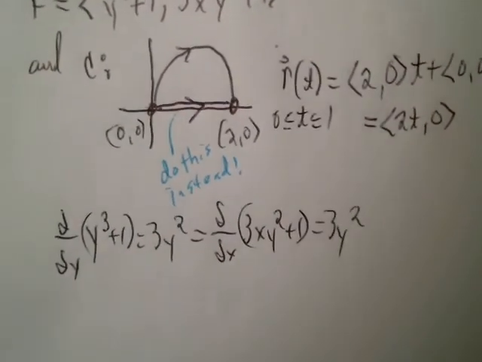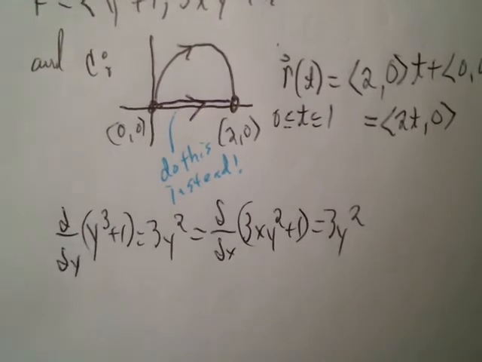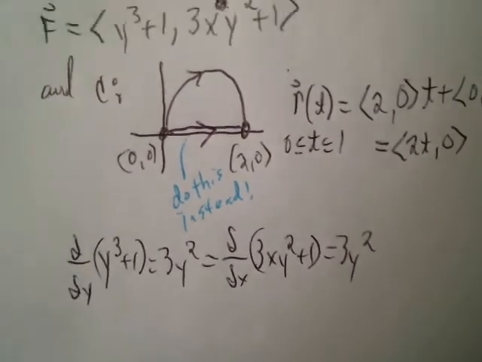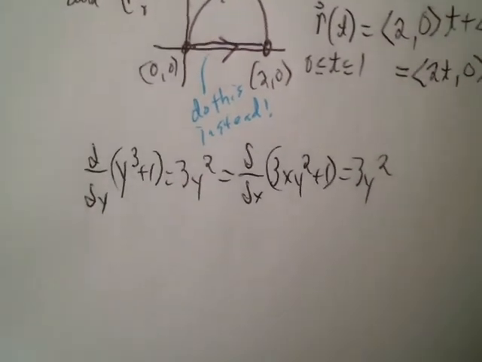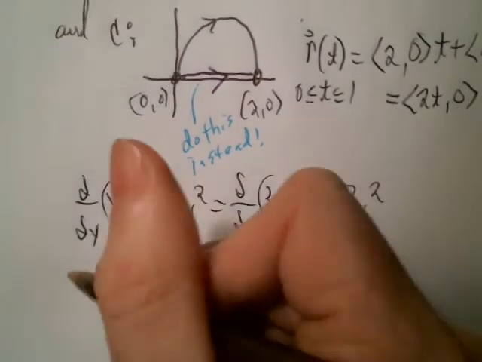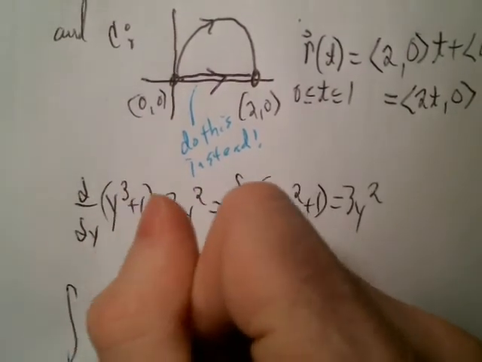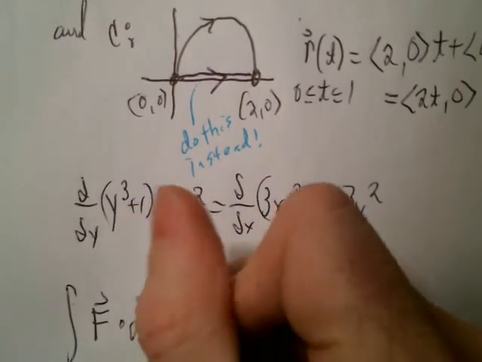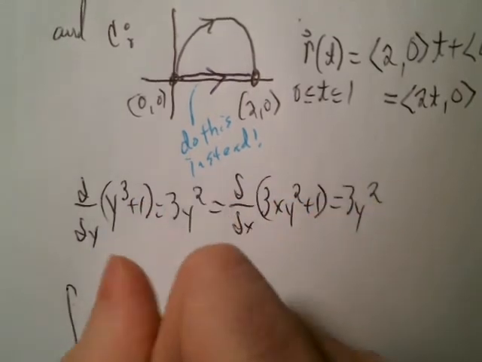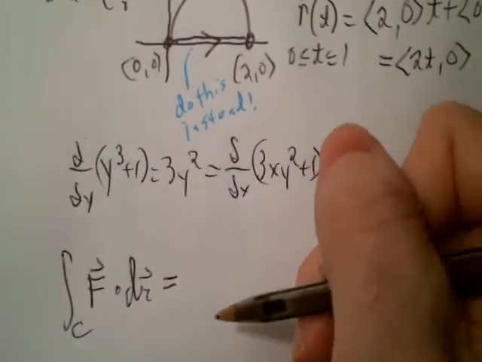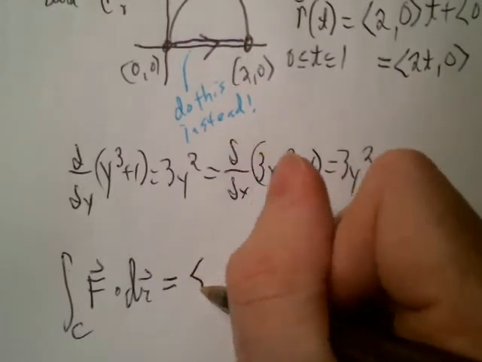Okay. All right, so I'm not going to get the potential function. I'm just going to do it via parameterization. So I have this line integral of the vector field f dot dr over the curve C. And I can rewrite it.